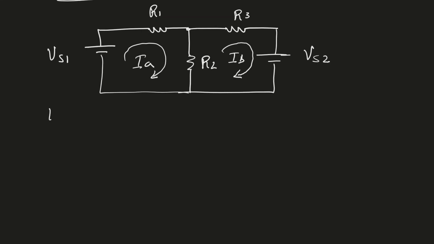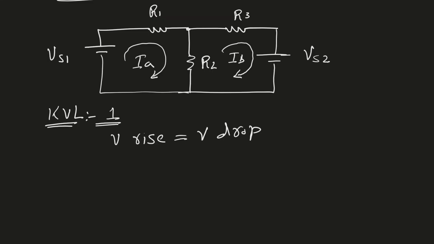So let's apply KVL. We have discussed KVL in one of our previous lectures, so you can go and see that if you haven't. Let's apply KVL to loop 1. KVL says that voltage rise should be equal to voltage drop. When I move around this loop, I will have a starting point, let's say A, and from this point, I will go clockwise, and I will see where I see a voltage rise and where I see a voltage drop.